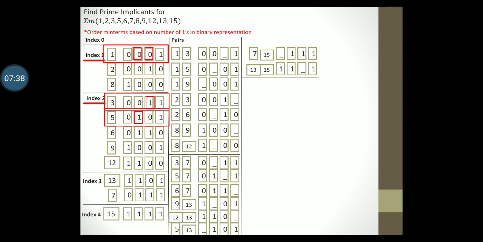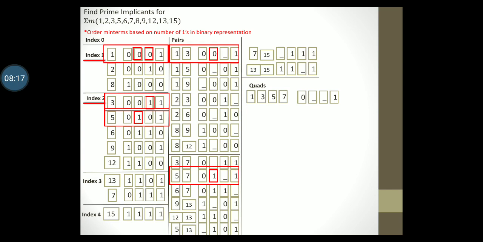In the next step, we combine the pairs together to make quads. So we will combine the first group of pairs with the second group of pairs, so that two pairs combined will give you quads. Look at the pairs 1, 3 and 5, 7. Both of these differ in the third bit position from the LSB. So we can combine them as a quad 1, 3, 5, 7 and represent it as 0 dash dash 1.